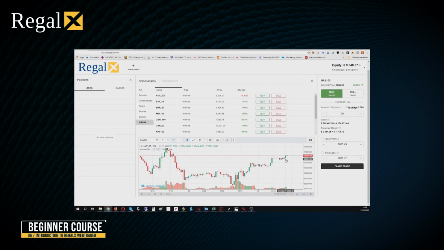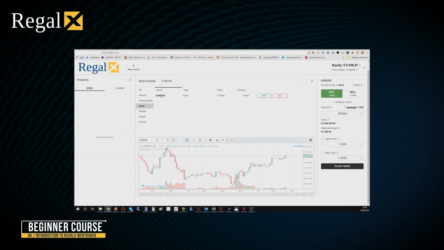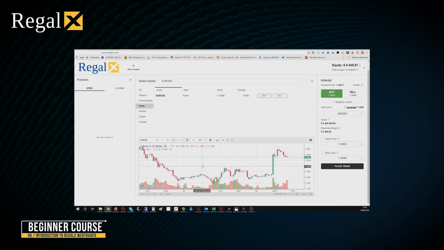Now, if we want to trade something, we just need to choose it. Let's assume we want to trade euro dollar, so we can put it in here in the search mask, euro USD, and we click on it. And then it opens down here. So in order to trade, we now see here the entry window. Now, I can choose the amount that I want to trade. Let's just say we want to trade 10,000 euros for euro dollar, and we want to buy it.